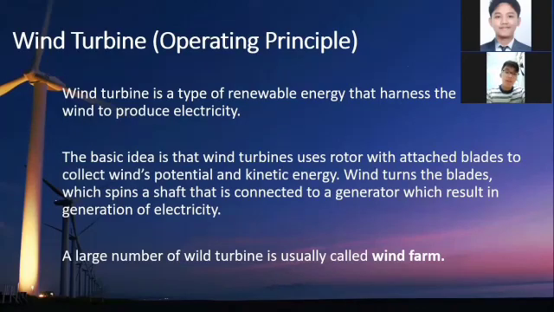Wind turbine operating principle. A wind turbine is a type of renewable energy that harnesses the power of wind to produce electricity. The basic idea is that a wind turbine uses a rotor with attached blades to collect the wind's potential and kinetic energy. Wind turns the blades, which spin a shaft that is connected to a generator, which results in the generating of electricity. A large number of wind turbines is usually called a wind farm. Next.